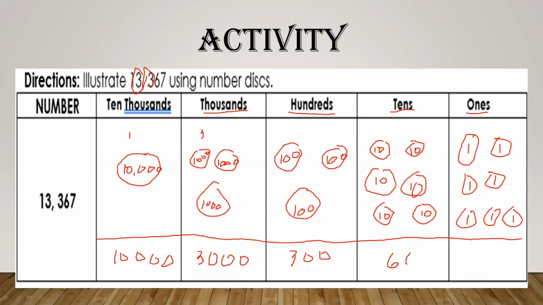Then, next natin is yung ones. So, ilan ba yung ones natin? So, pag in-add natin sila, it is equal to 7. So, now, this is the expanded form of 13,367. So, lalagyan lang natin siya ng plus para ang total niya ay yung ating value na nasa itaas. So, 10,000 plus 3,000 plus 300, then plus 60 plus 7 is equal to 13,367.